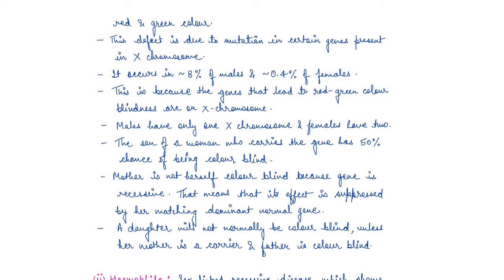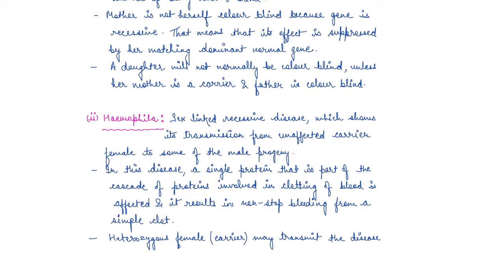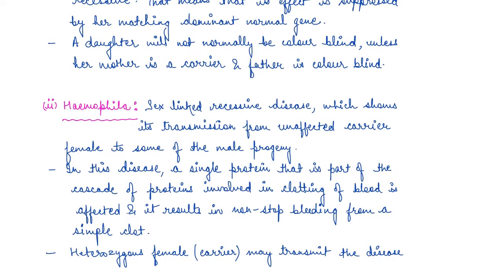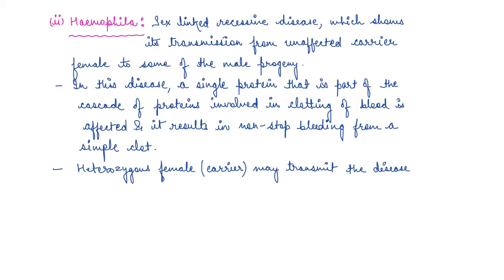So the daughter will normally not be colorblind until and unless her mother is a carrier and her father as well is colorblind, right? So this is all about color blindness. Now the second type of Mendelian disorder is hemophilia. Hemophilia again is a sex-linked recessive disease. Remember that all these are recessive diseases.